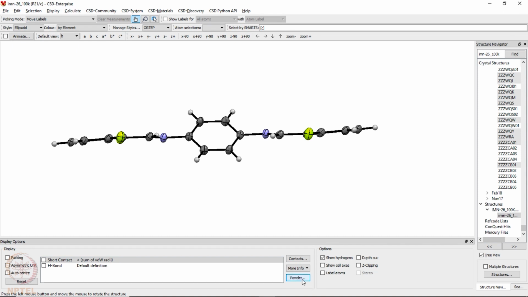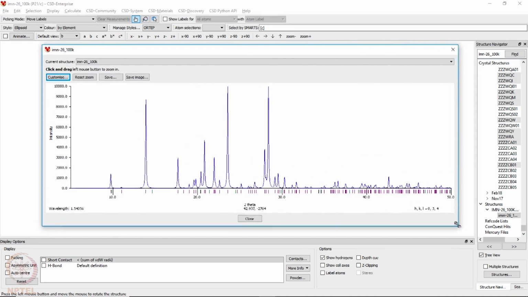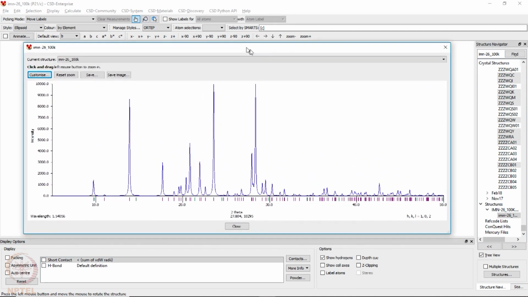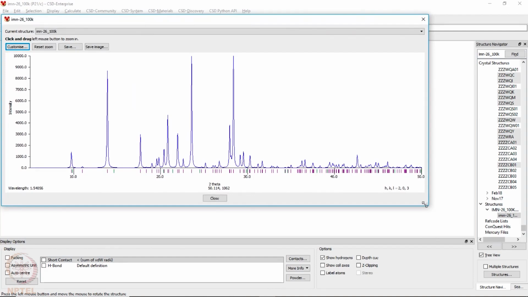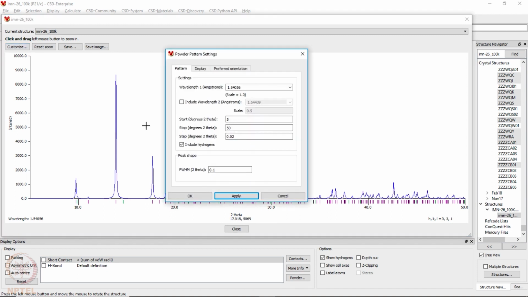So here at the bottom, if you see, at this point, we have the option for simulation of powder pattern. With a single click, it gives you a simulated powder pattern. You see, in the simulated pattern the peaks are very, very sharp. In your observed pattern, these peaks may not be so sharp. To be able to correctly compare, you can go and customize.